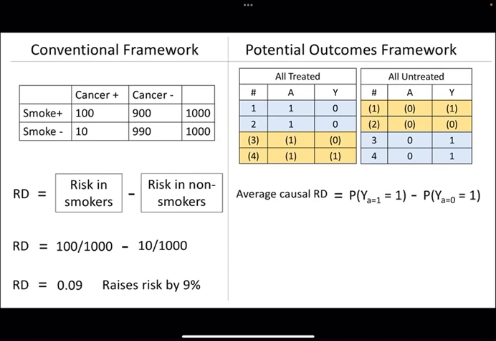The average causal risk difference goes about it similarly, except again, everyone is represented twice. So in this world where everyone is treated, so that left table, the all treated table, the probability of the outcome is 1 over 4. You can see that individual 4 got the outcome and there were 3 non-outcomes. And in the all untreated table, the one on the right, we can see that individuals 1, 3, and 4 got the outcome. So that's 3 out of the 4 in the population. And we get -1 over 2, just like we did in the last video.